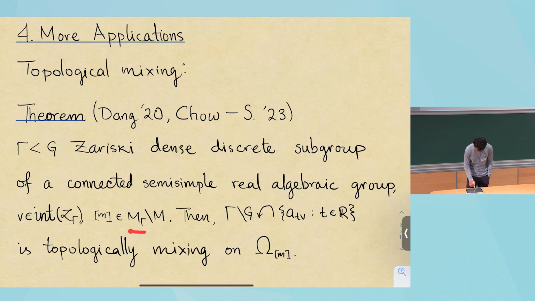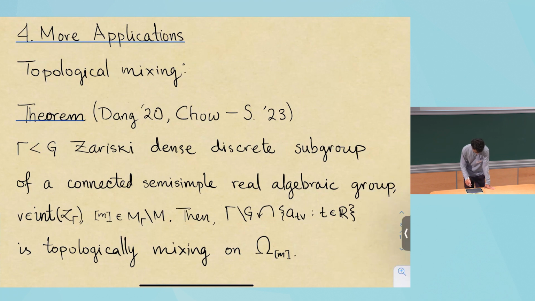and you pick an ergodic component, and if you flow on G mod gamma, this flow is topologically mixing on each ergodic component. Meaning that if you take two open sets, capital U and capital V, then if I flow U far enough, then for sufficiently large T it will always intersect capital V.